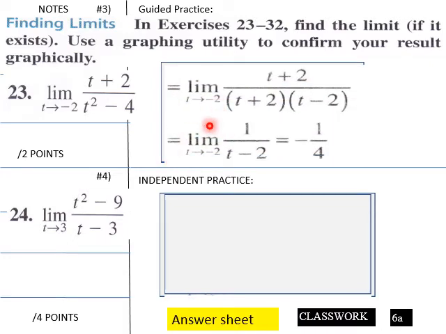we have the limit as t goes to -2 for t plus 2 over t plus 2 times t minus 2. And then when we factor this out, we have 1 over t minus 2. And then as t goes to -2, this would be -2 minus 2, which is -4. So it'll be 1 over -4, or -1/4.